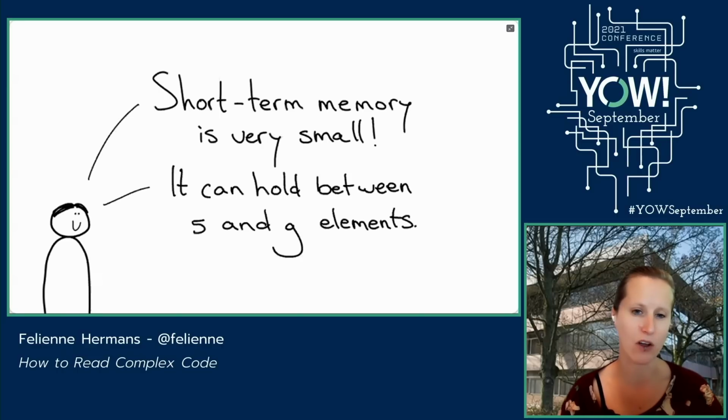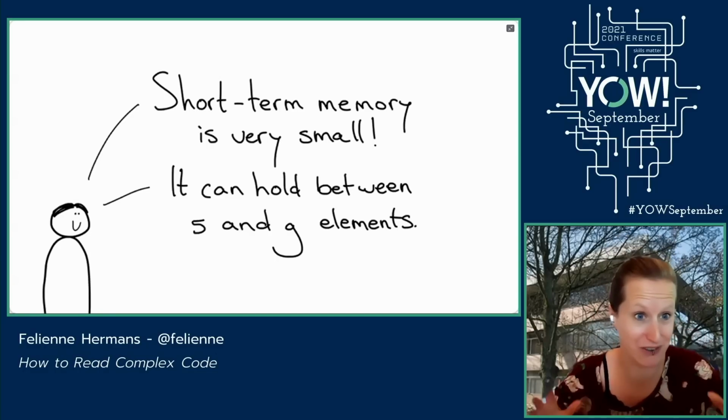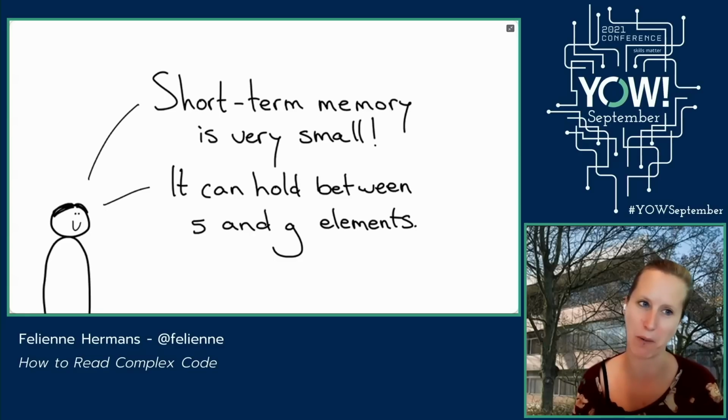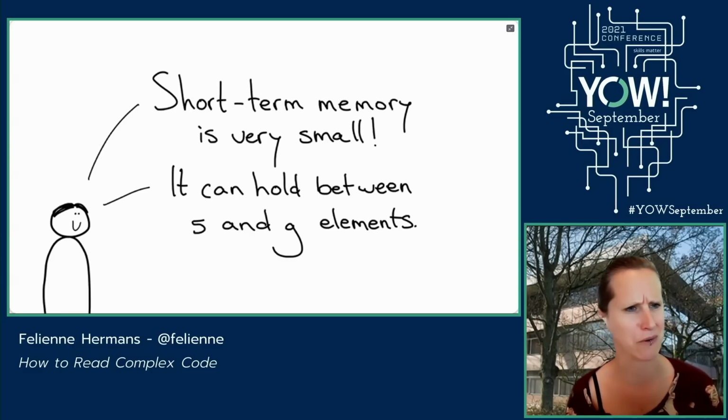So small that it can only hold between 5 and 9 elements. Not more than 5 to 9 things can be in your brain at the same time. And more recent research even suggests it might be even smaller, like 5 or 6 things.